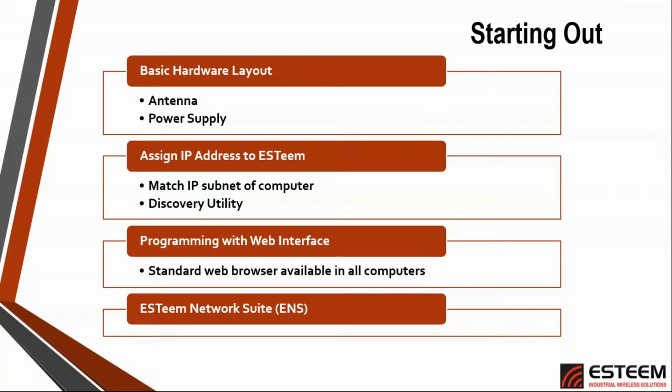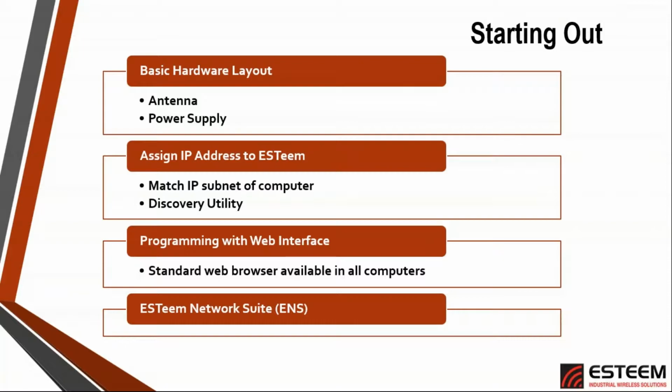Once we've established that, we need to make sure that the radio has the same IP subnet as the computer that it's connected to. There is a utility that's available. All of these utilities are available for download from our webpage. The first one we're going to use is what's called the discovery utility. It is designed so that you can match up the connected radio's IP address so that it matches up to the computer you're talking to.